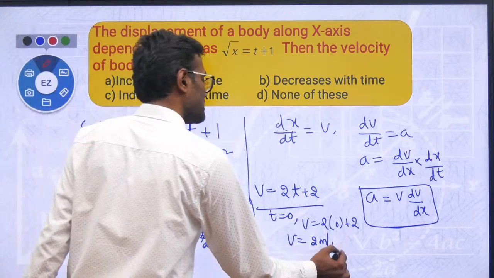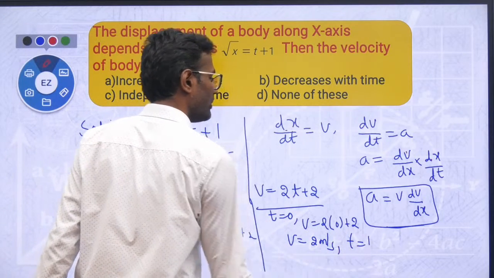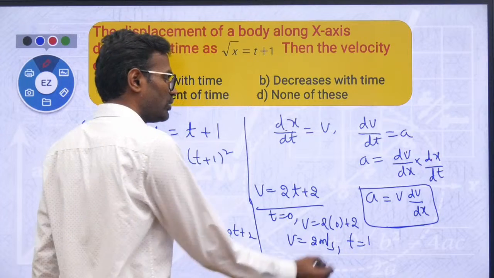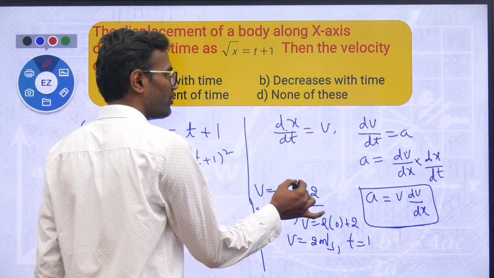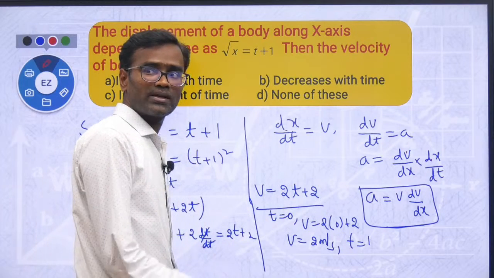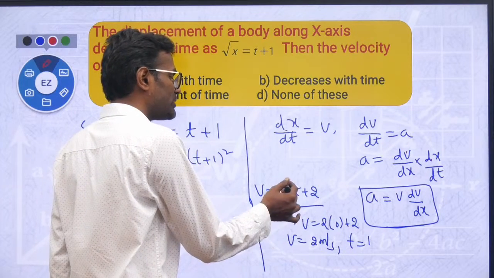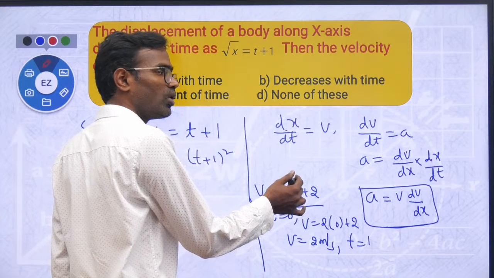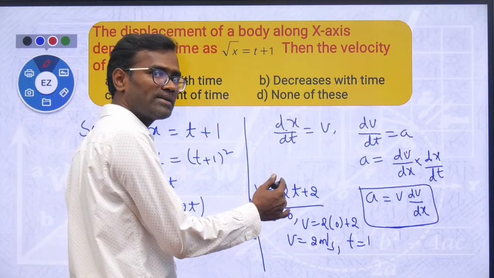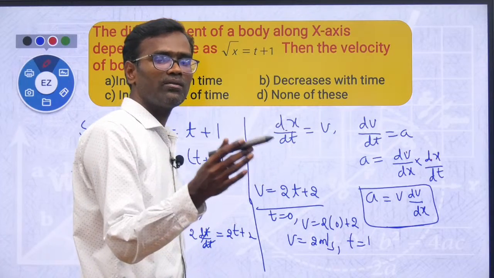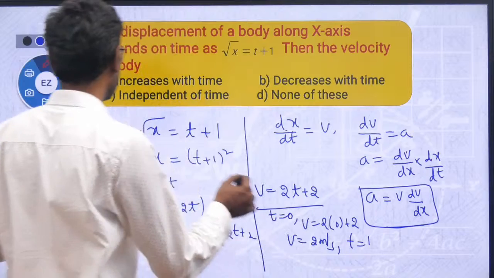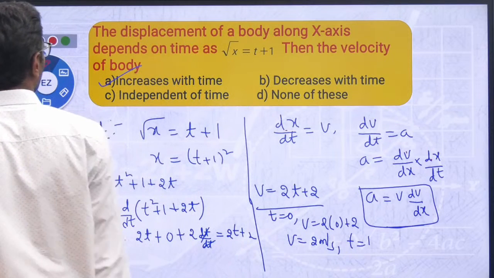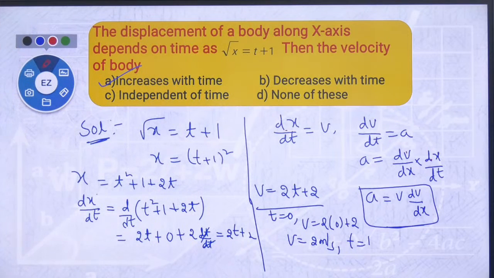Now as the time passes, next moment time is 1, put t equals 1 in this equation: 2 into 1 plus 2, 2 to the 4, 4 plus 2 is 6. Next, again substitute the t value as 2: 2 into 2, 4, 4 plus 2 is 6. So like that, as the time passes, time increases, the velocity of the particle also increases. So what is the answer? Increases with time. So please note this down, children.